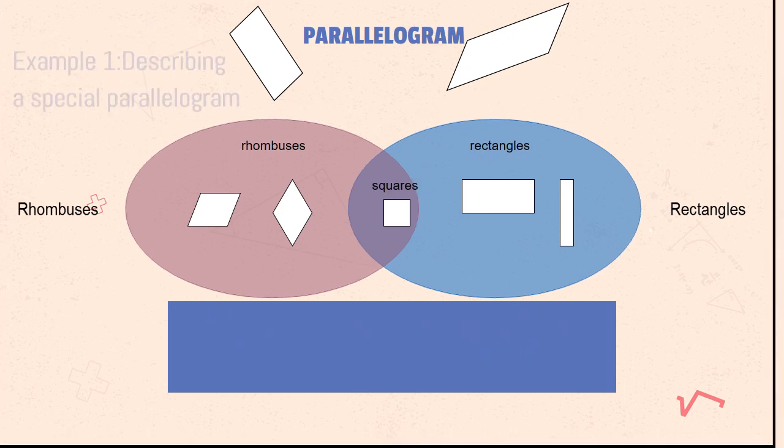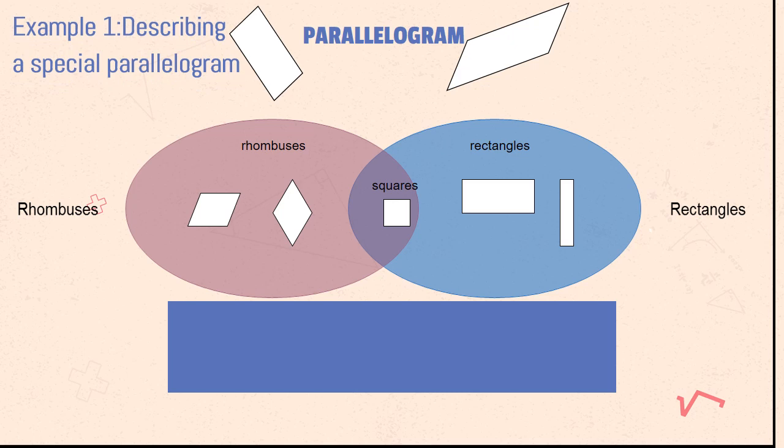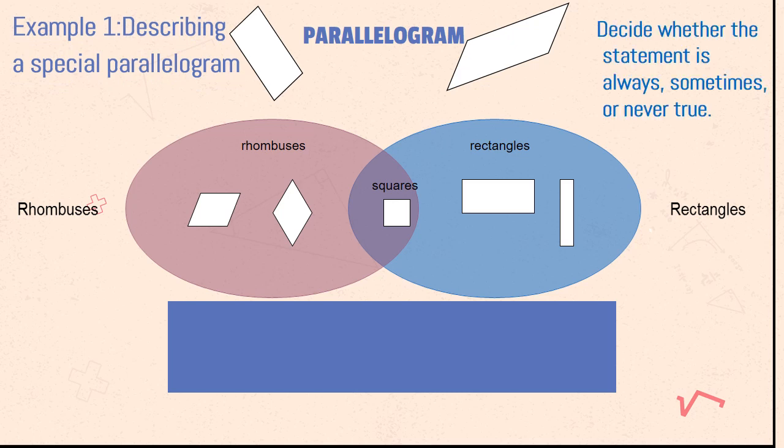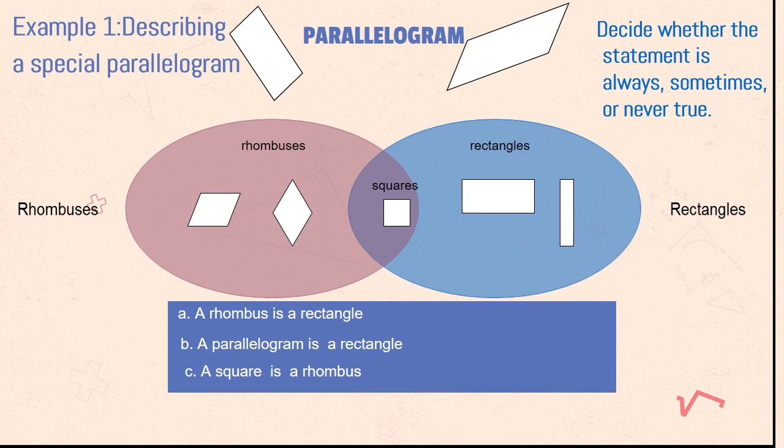Let's do an example. In this example, we're going to describe a special parallelogram. We're going to decide whether the statement given is always, sometimes, or never true. We're going to have three sentences. The first one says a rhombus is a rectangle, the second one says a parallelogram is a rectangle, and the next one says a square is a rhombus. So let's begin with the first one. Is a rhombus a rectangle?